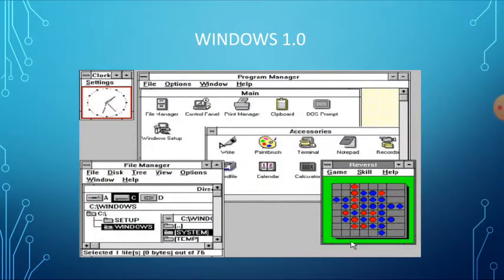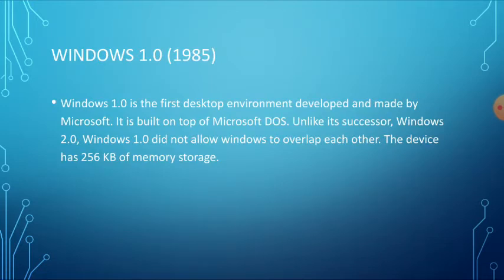Next is Windows 1.0. Windows 1.0 was released in 1985. Windows 1.0 is the first desktop environment developed and made by Microsoft. It is built on top of Microsoft DOS. Unlike its successor, Windows 1.1 did not allow windows to overlap each other. The device has 256 KB of memory.